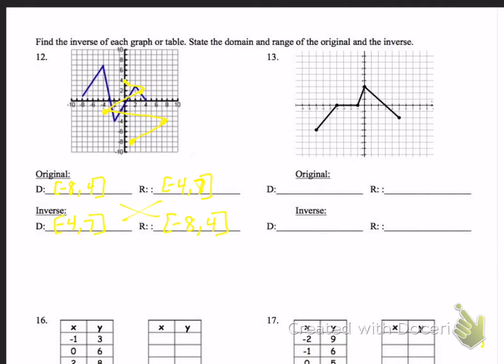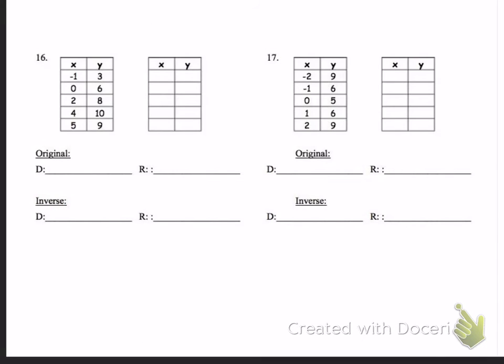Okay, for number 13, I want you to actually find the inverse, so graph it. Then do domain and range of the original, domain and range of the inverse. So here we have a table. We don't know if it's necessarily a function or not, but we have a table with ordered pairs. So if I want to find the inverse, what do I need to do? Need to switch them. So I'm going to take all the y values and make them x's. So y'all can help me fill out the table.